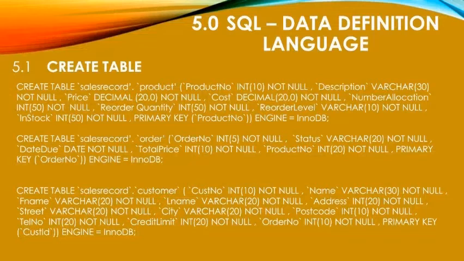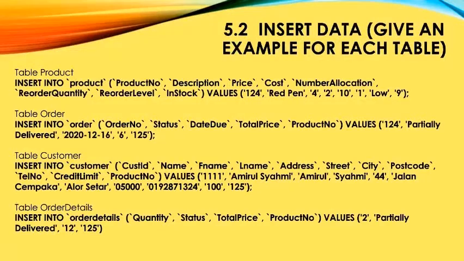And next we have create table, sales record for the customer, and of course we have customer number, name, first name, last name, for which we use varchar, address we use integer, street we use varchar and not null, city we use varchar, postcode integer and not null, the number, credit limits we use integer, order number integer. And of course the primary key for this table is customer ID.